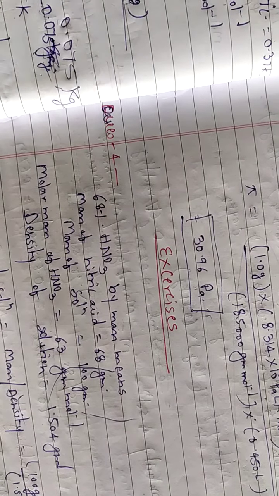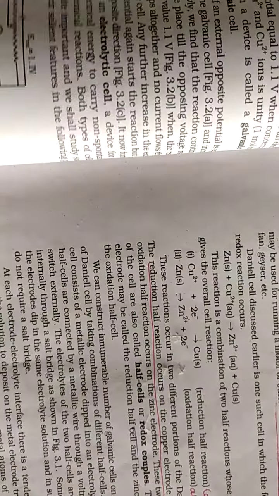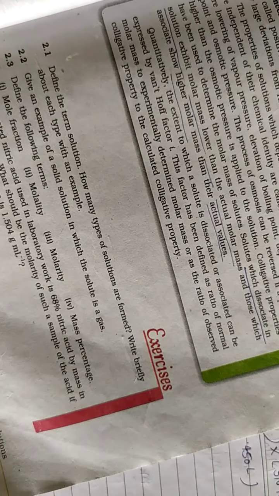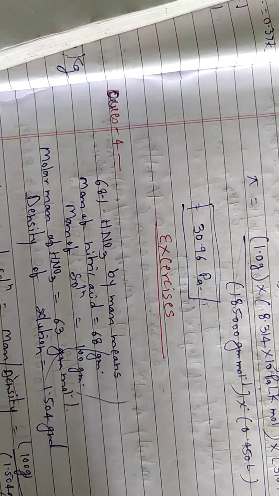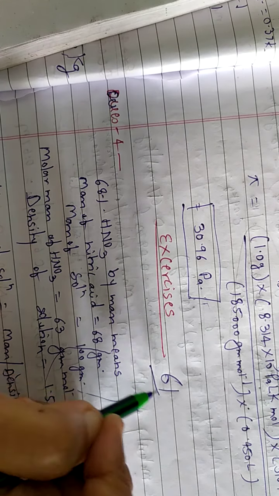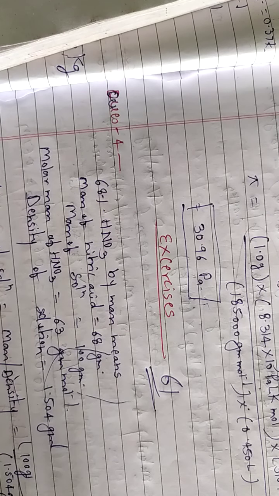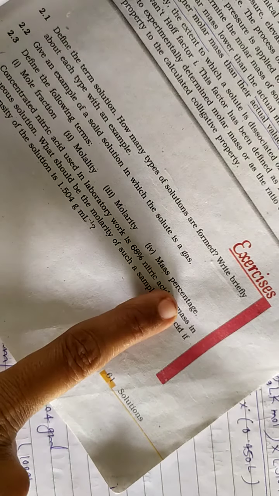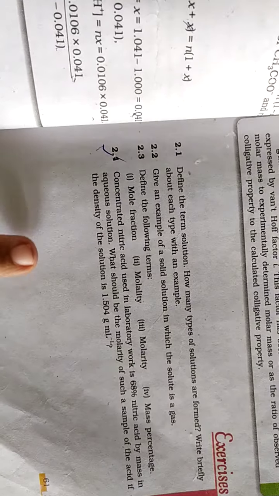Now next is our exercise. Students, in our exercise on page number 61, here question numbers 2.1, 2.2, 2.3 are theoretical questions, so you have to answer them, because in the rest of my videos I have already explained. Now question number 2.4 is there, so we will try to solve this 2.4.